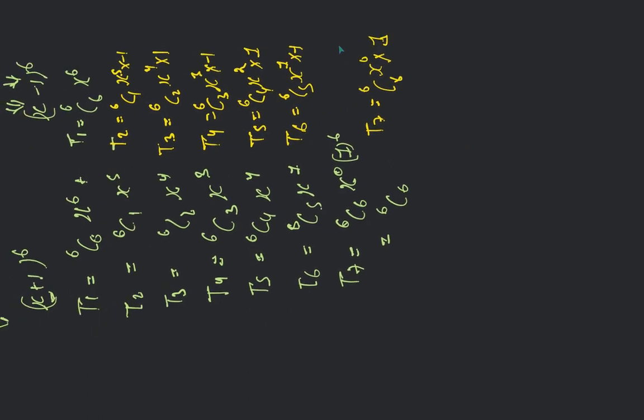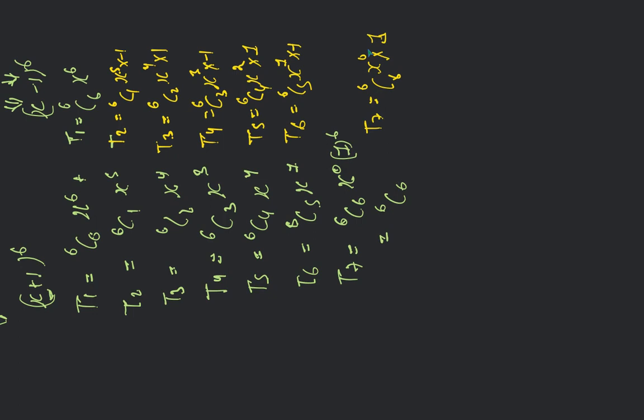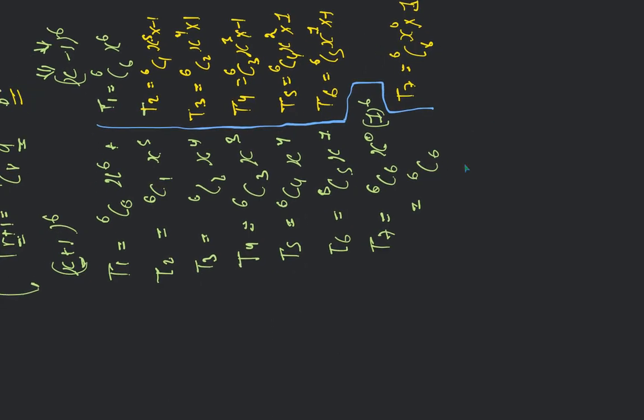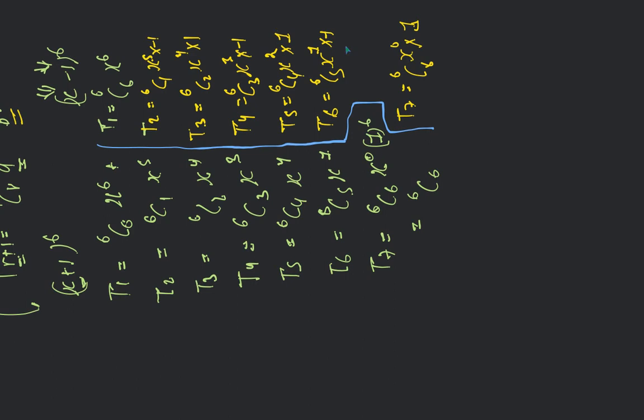Okay, so if we notice, let me separate this part. Let me draw the separation here. This is the expansion of the first term and this is the expansion of the second term. I'm writing it so we can easily judge what the pattern is here. If we see the pattern, the terms are the same. Means if this is T1, then the T1 and T1 are the same. The second term is 6C1 into x to the power 5 into minus 1. So if we add these two terms, the second term will get cancelled out.